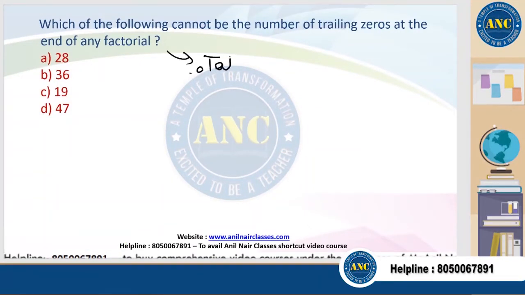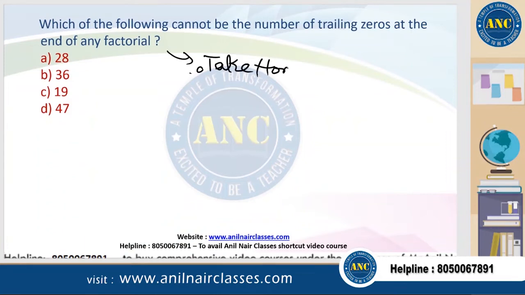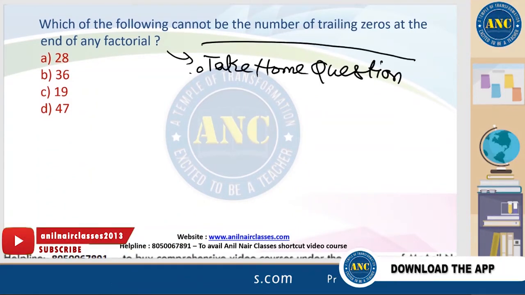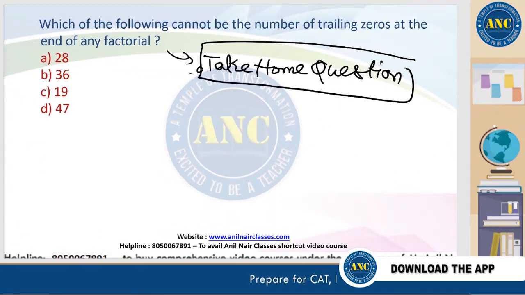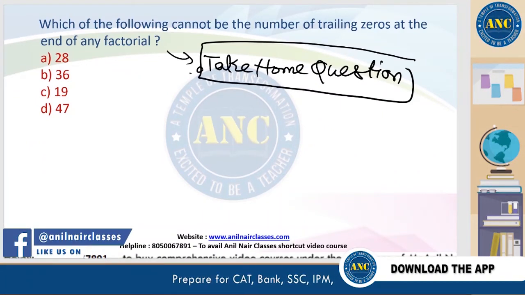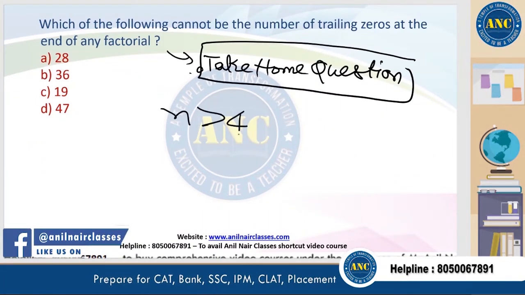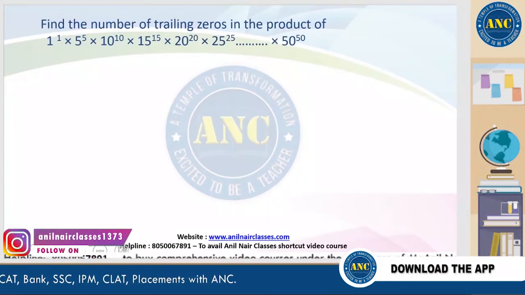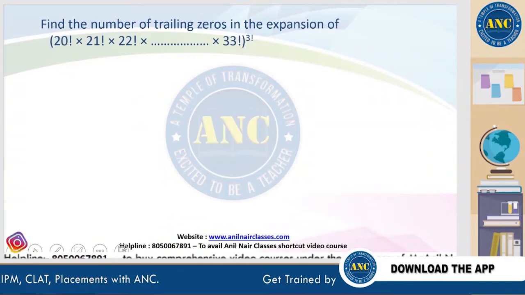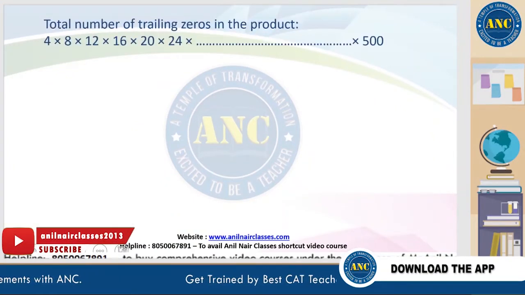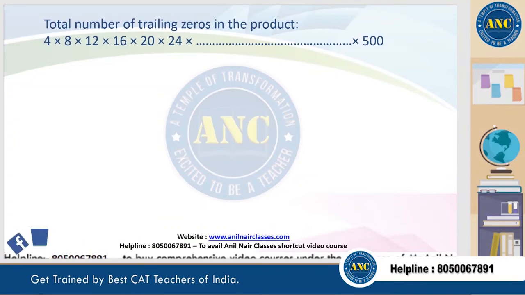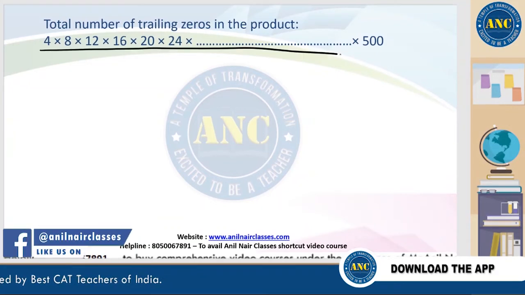This is a take home question. You can solve it a little later. This is a take home question, similar model. What is the concept? If n factorial ends with x zeros, then n is greater than 4x. This is session 3, also session 3. I think this you can solve easily.